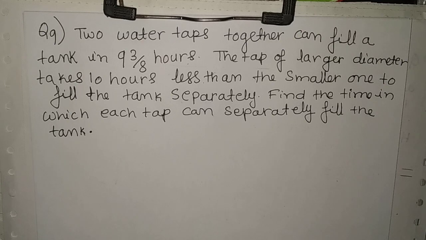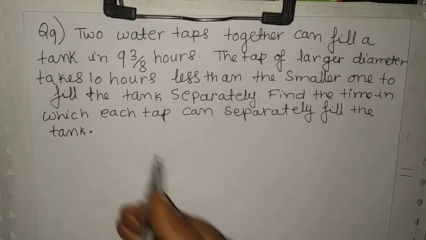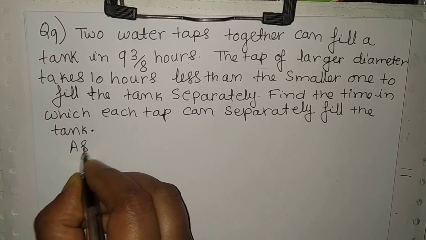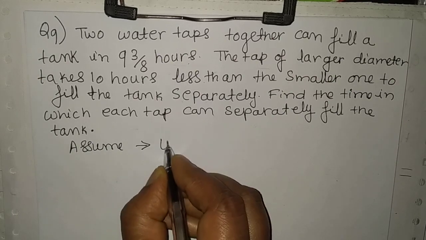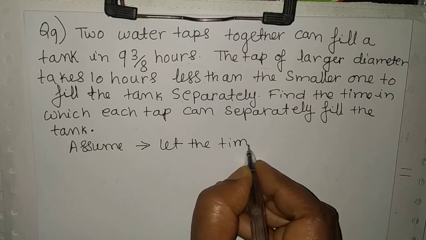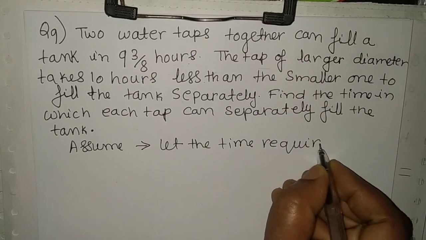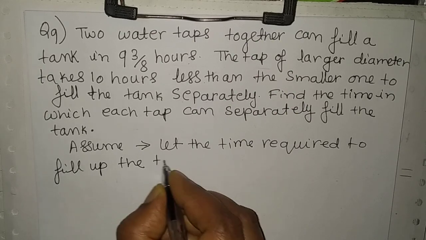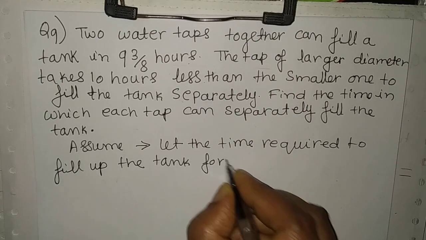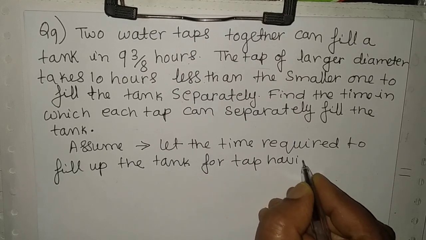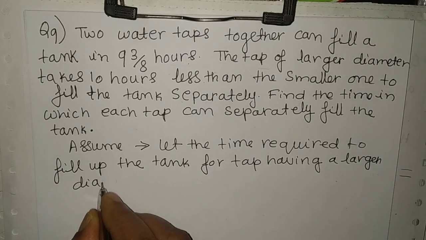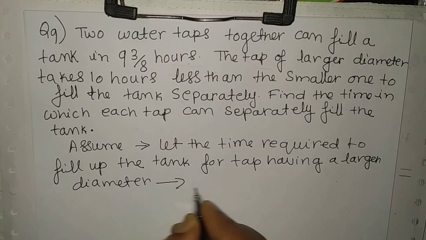First step is the assumption. Let the time required to fill up the tank for the tap having a larger diameter be x hours.